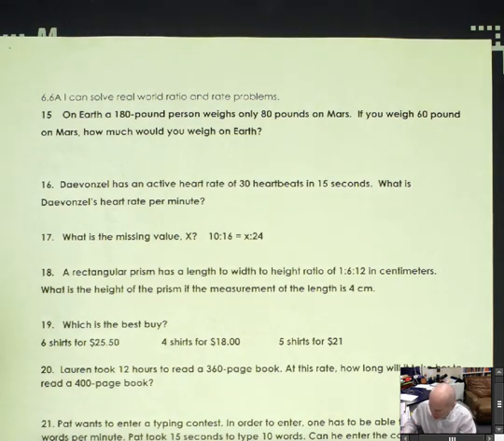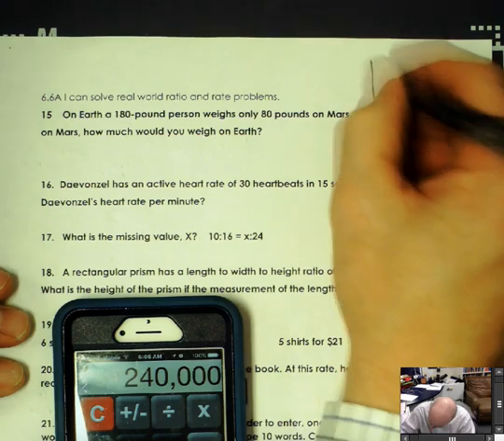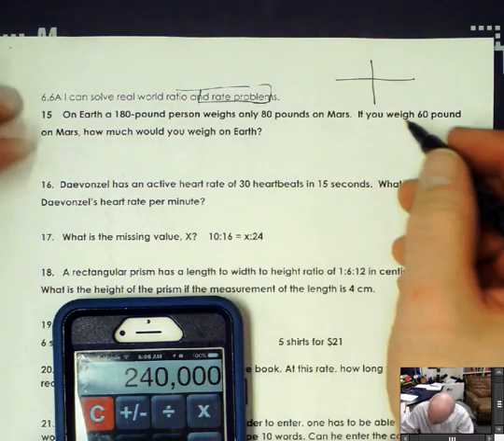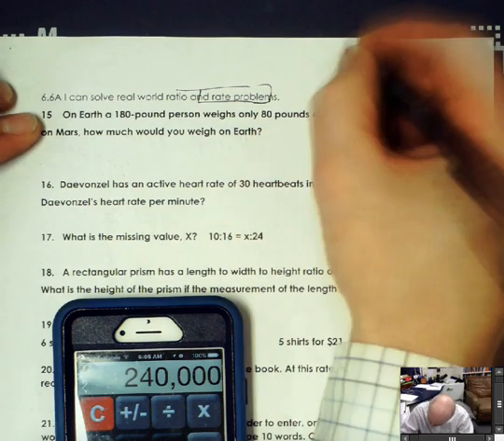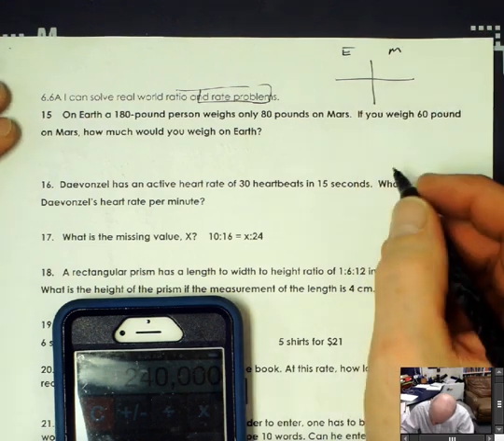Get this set up. All right, this question is actually not written very well, but bear with me. I know I'm going to use a box. I'm going to go ahead and make one because these are all about ratio and rate problems. On Earth, let's see, we got Earth and Mars. I'm just going to get set up here. On Earth, a 180-pound person weighs only 80 pounds on Mars. Well, that doesn't make any sense.